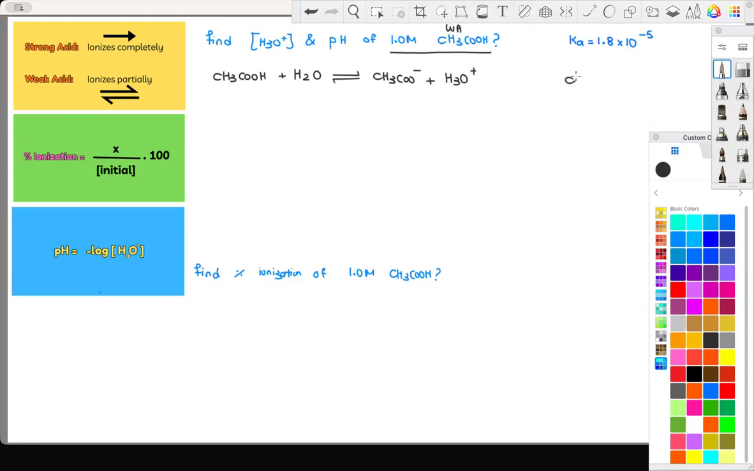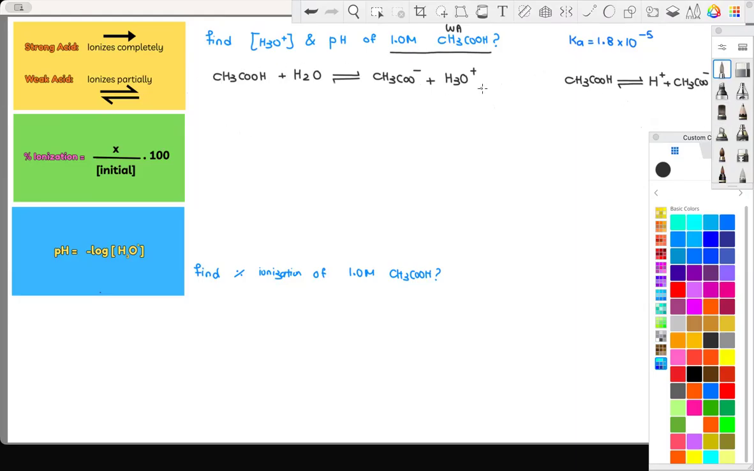I had this option too, to write the equation this way, based on the Arrhenius definition, just to show how it produces H plus ion in the solution. So the base would end up being CH3COO minus over here. This was another way I could write the equation. I'm going to construct my ice table based on the left one, but again, you can do it based on the right equation as well.